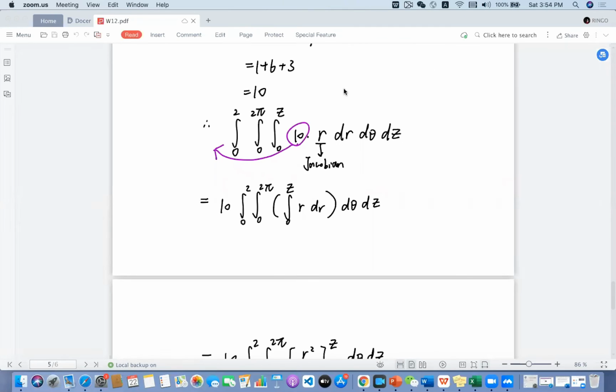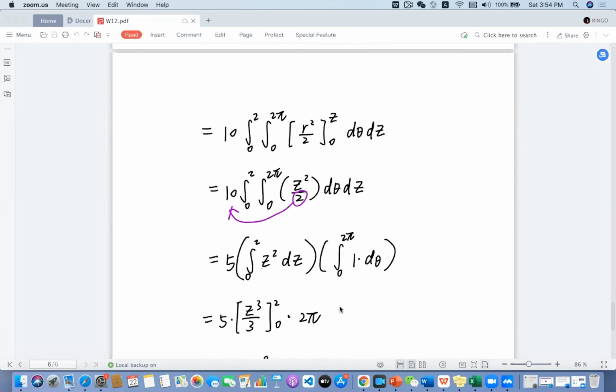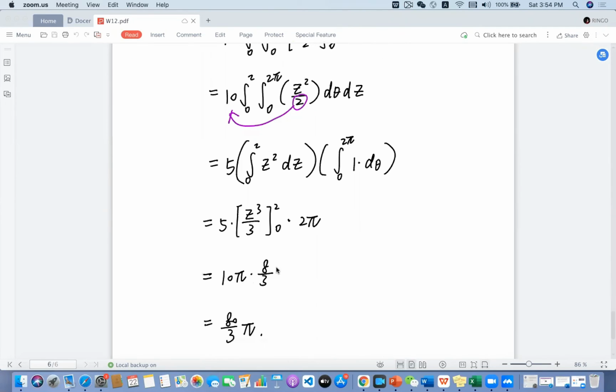As for this integration, we can bring the 10 as a constant to the front. And by following the steps, this would give us z squared over 2. So we can also bring the 2 in the denominator to the front, so 10 divided by 2 is just 5. Notice here that the only variable we have is z. So instead of this double integral, we can actually split that into the product of two integrations. This part will just give us 2 pi, and this part we can calculate as 8 over 3. So 10 pi times 8 over 3 is going to be 80 over 3 pi. And that's the end of our question.